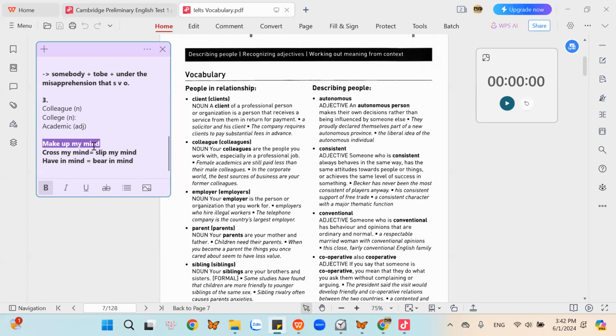You have to make a quick decision. You have to make up your mind. If not, I'm gonna leave you right here because I have to go. I cannot wait for you anymore. So that is make up somebody's mind.